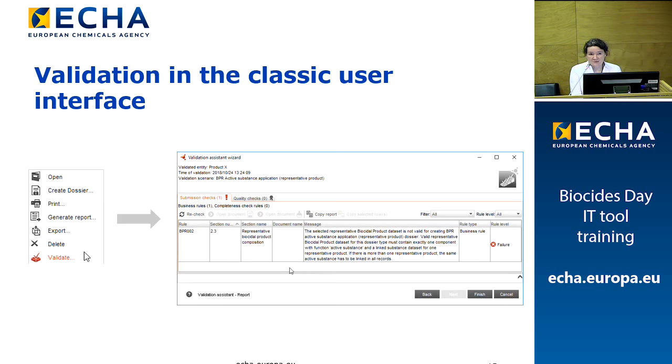In the classic user interface, you need to go to the navigation tab where you have the list of your datasets or dossiers. You right-click the selected entity, you select the option validate, and then you will see the message: if there is an error, what this error is, so you can correct it.